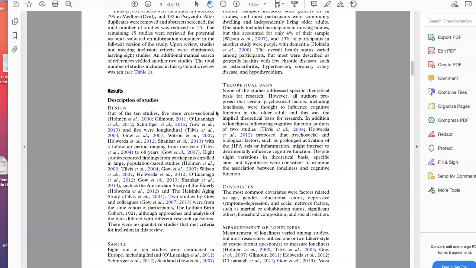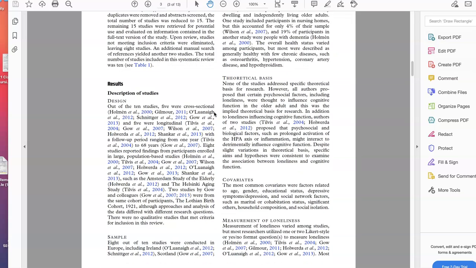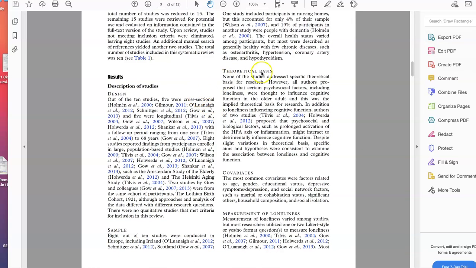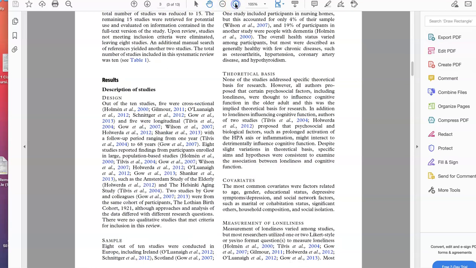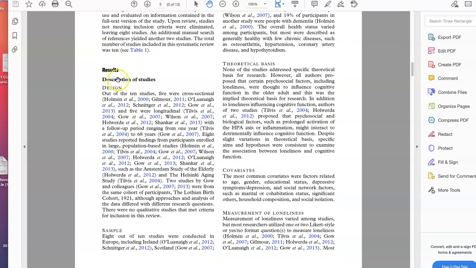I also wanted to talk about the difference between the findings section and the discussion section. Typically, those are going to be two distinct sections. In the results section, I start here with the design. You simply report the results. You don't put your opinion, you don't put your thoughts, just the facts.